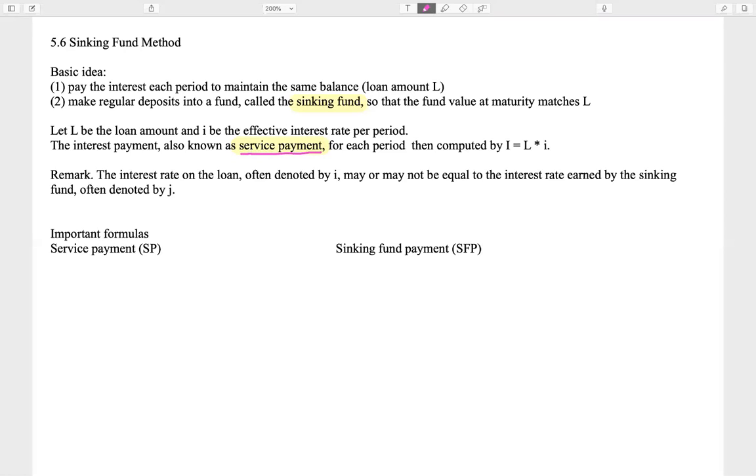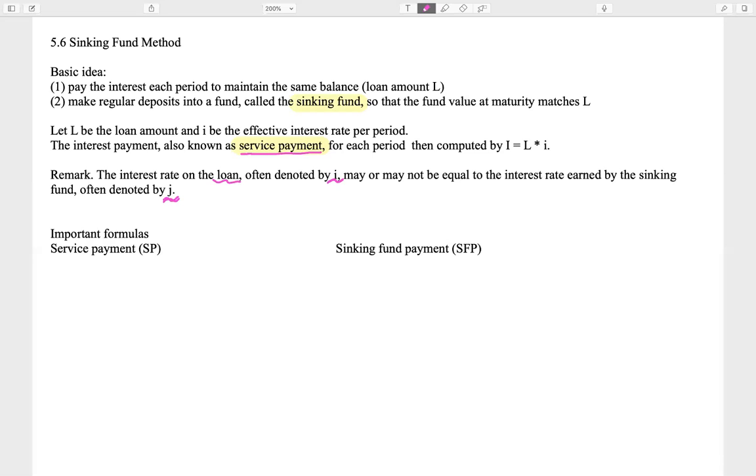Remark, this remark is very important. Here we actually have two interest rates. The first interest rate, the standard i, is applied on the loan. In other words, this is the cost of borrowing. i is how much you pay to the lender. And j is how much you earn on the sinking fund. Remember, under the sinking fund method, you make deposits into a fund, of course, because it gives you interest. Those two interest rates may be different, and we will see when they are the same, the sinking fund method is nearly the same as the amortization. The difference starts when i and j are different.